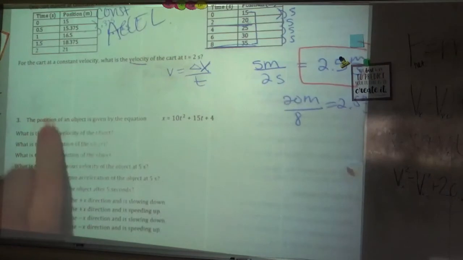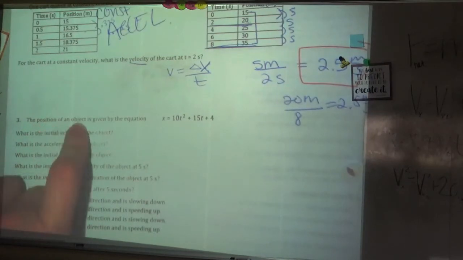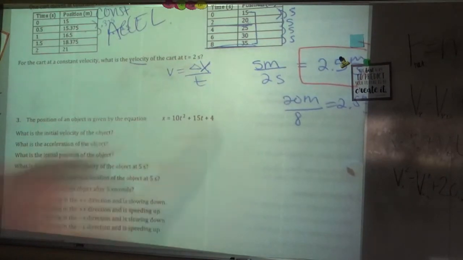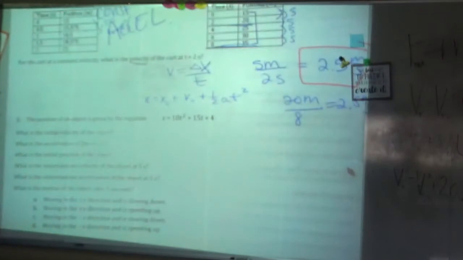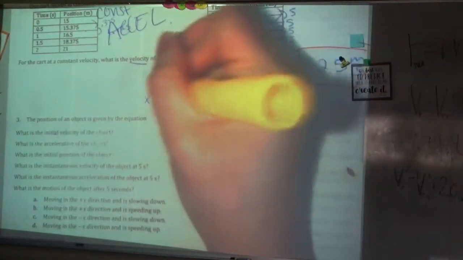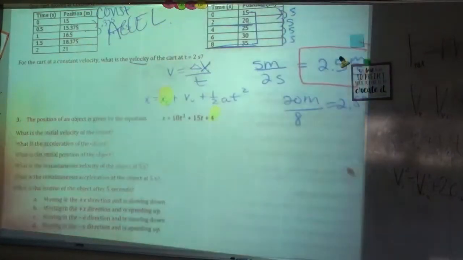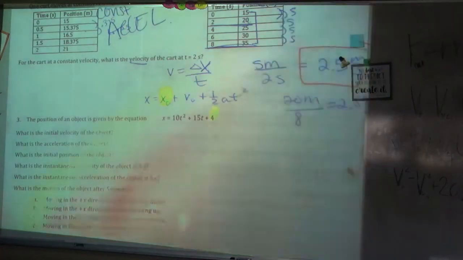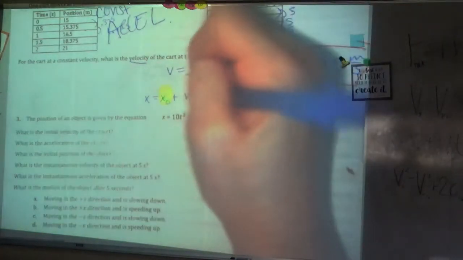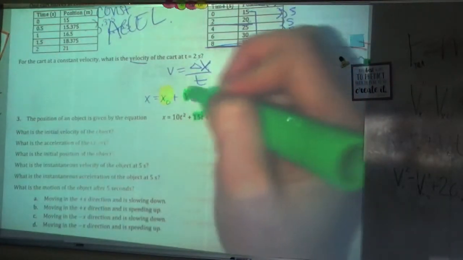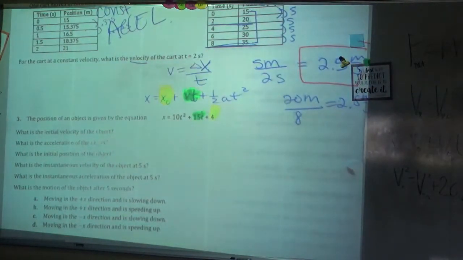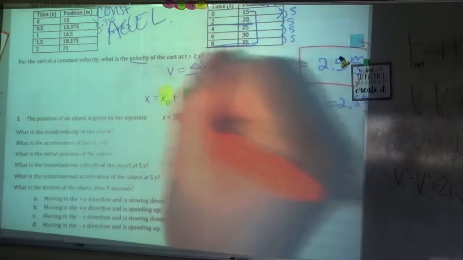If I have been given the position of an object with an equation that looks like this, it looks super similar to my x naught plus v naught t plus 1/2 a t squared equation. So that means the x naught is like this constant right here. The v naught t, oops, I didn't put t, v naught t is like the 15t term. And then the 1/2 a t squared term is like the 10t squared.